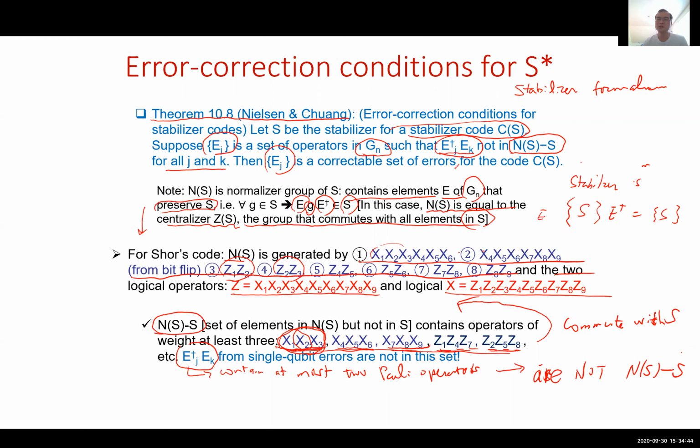Any questions so far? I know this requires a lot of group theory to understand. If you don't have the background, I'm introducing this as new information, so it may not be easy to process the first time. So any questions? But try to understand using the example of Shor's error correcting code.